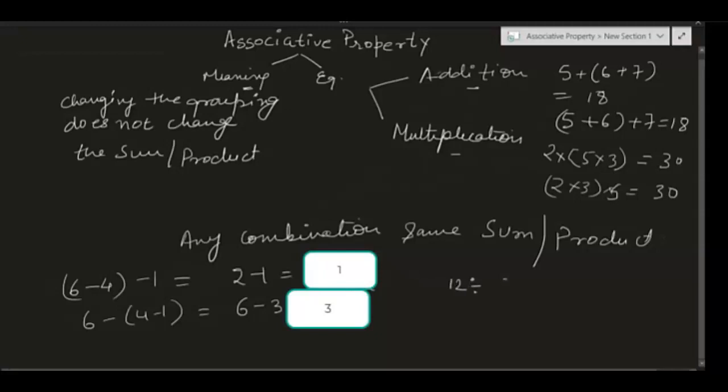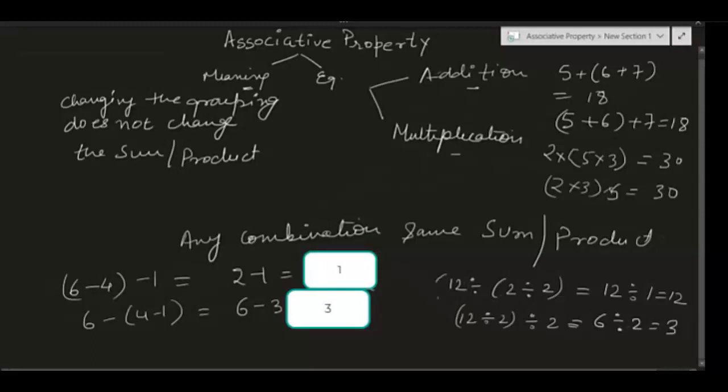Now let's try with division. 12 divided by 2 divided by 2. So when we solve the parenthesis part, we get 1, and then 12 divided by 1 is 12. Now let's change the grouping. 12 divided by 2 and then divided by 2. 12 divided by 2 is 6, and then 6 divided by 2 is 3. What happened? It again did not result in the same answer.